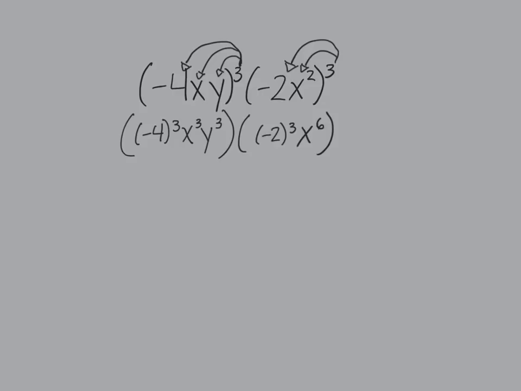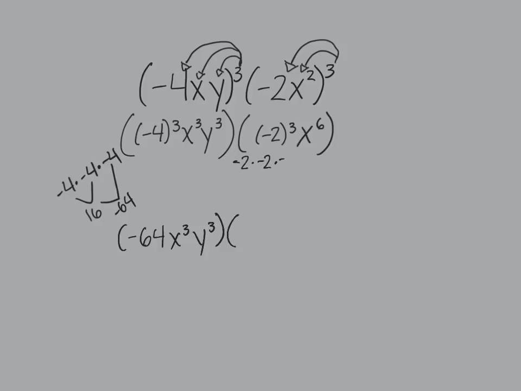So we have here -4 to the power of 3. I can simplify this. This means -4 times -4 times -4, positive 16, times -4 is -64. So here we'll have -64 times x to the power of 3, y to the power of 3. Then the next one here, -2 to the power of 3. This is positive 4 times -2 is -8. So -8 times x to the power of 6.